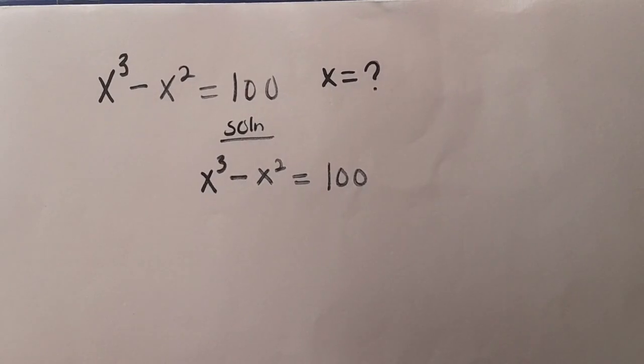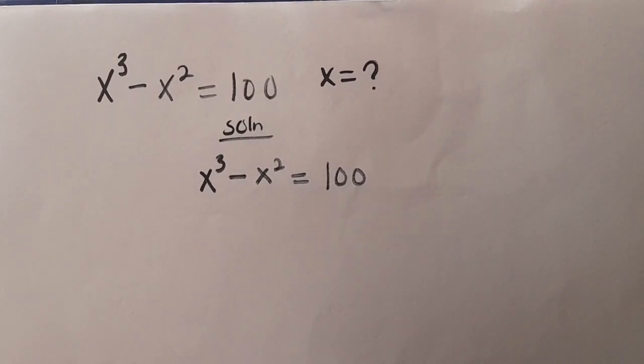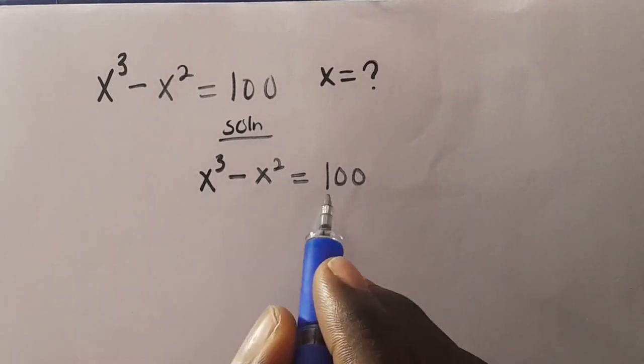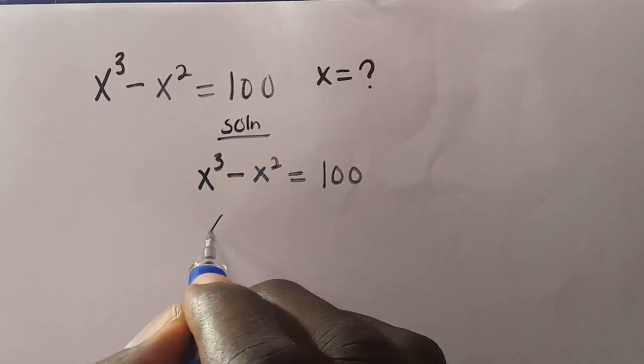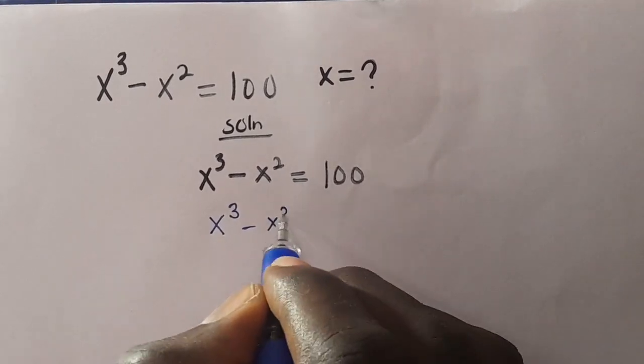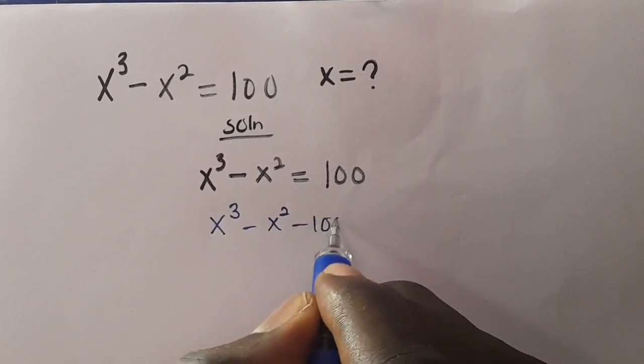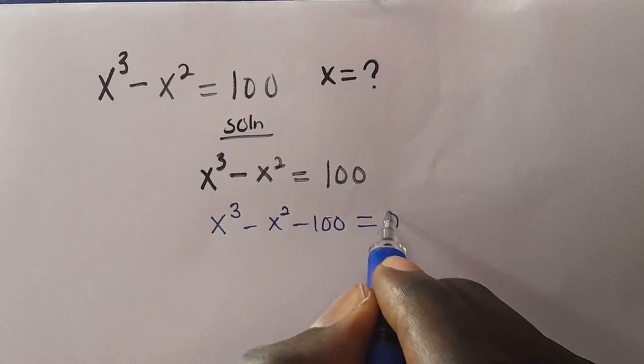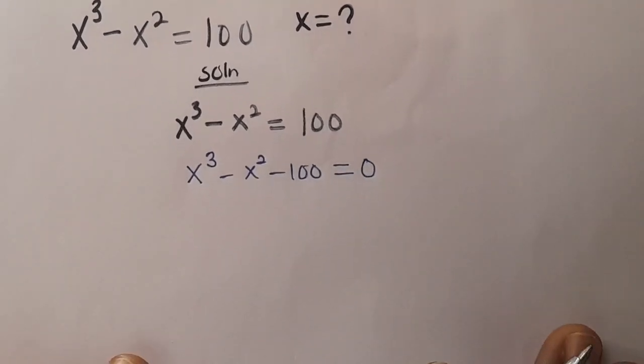So therefore guys, from here, when we take this one to this side, we're going to have x raised to power 3 minus x squared minus 100, then we have everything equals 0.